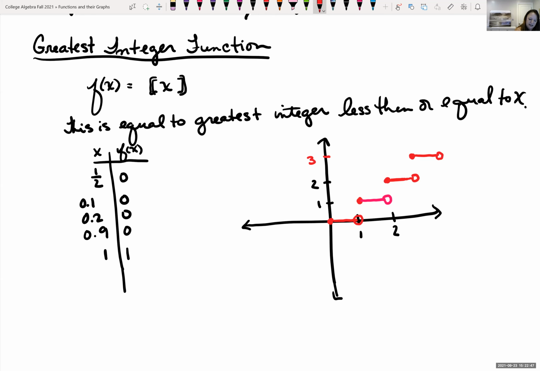So if we think about negative numbers. If I have -1, anything in between -1 and 0, that's not an integer, is going to give us the integer of -1.